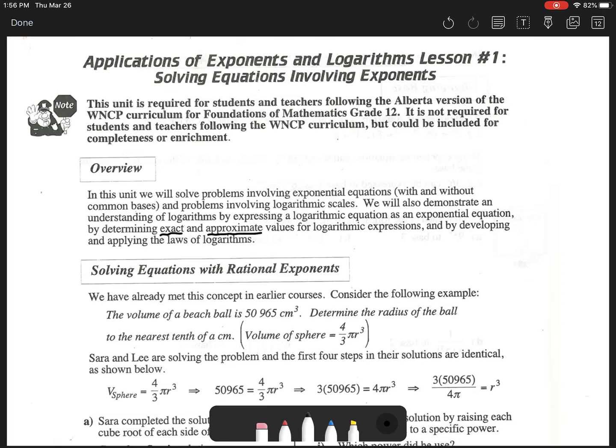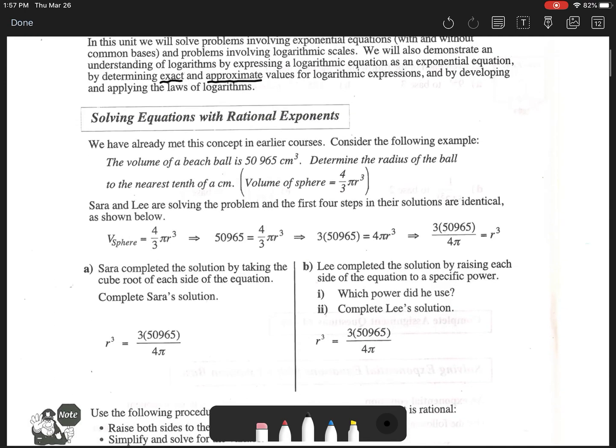Okay, there's a big difference between those two, and when the time comes, I will discuss what those are and how we're supposed to express our solutions. Okay, values for log expressions, and by developing and applying laws of logarithms. Again, we took a look at those a little bit this year. You were first introduced to them in either grade 9 and 10, and then you do a little bit of work with them each year moving forward, so that should be nothing new to you.